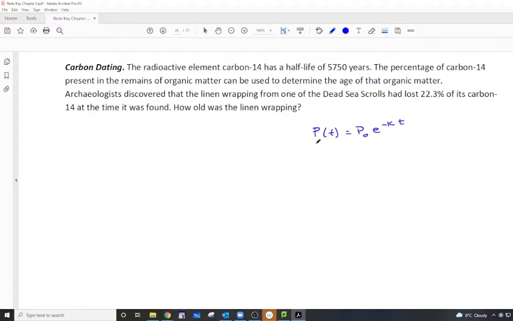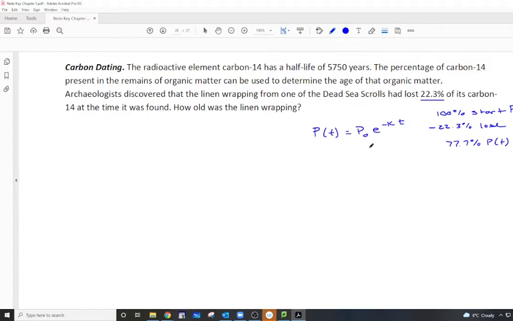What are we going to put in for the amount after time t versus our initial amount? Well, we know that it lost 22.3% of its carbon-14. How much did it have? Let's say that it started with 100%. So if you start with 100% and you lose 22.3%, then your amount at time t would be 100 minus 22.3, which is 77.7%. So that's what we're going to put into our equation.